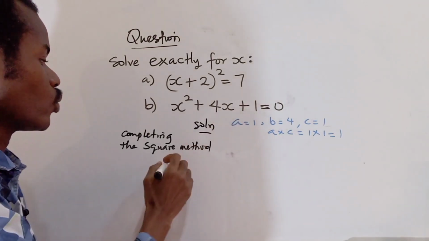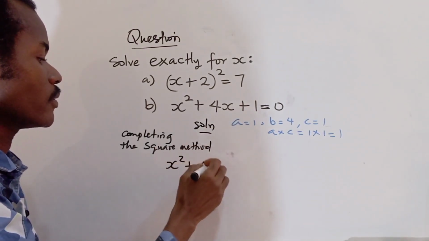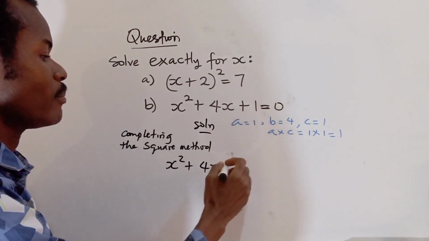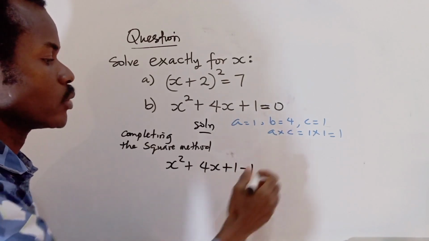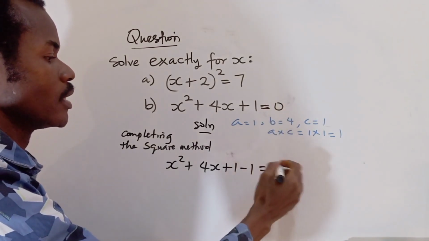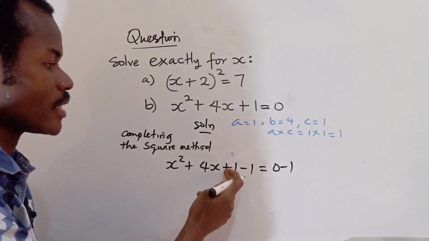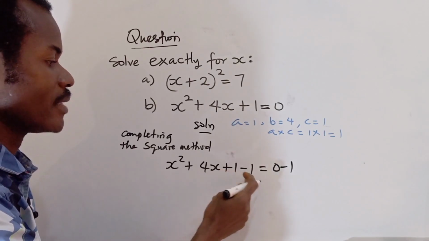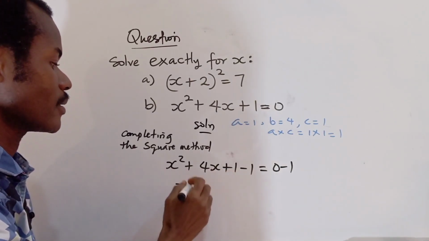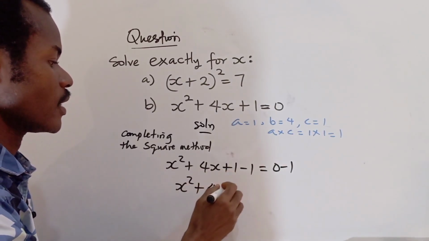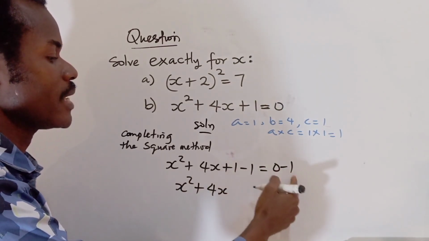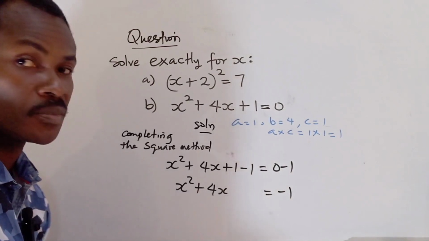We are going to subtract 1. So I have x squared plus 4x. Since we have plus 1 here, we are going to subtract 1, and equally do it on the right hand side. So this becomes what? Plus 1 minus 1 is 0. So we are left with x squared plus 4x is equal to 0 minus 1, which is minus 1.